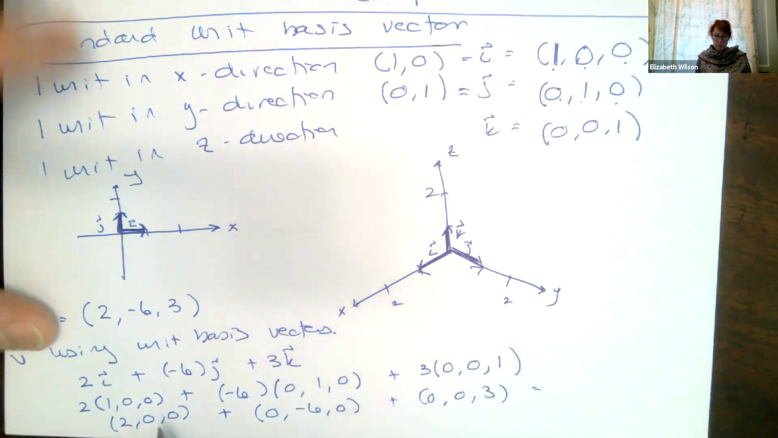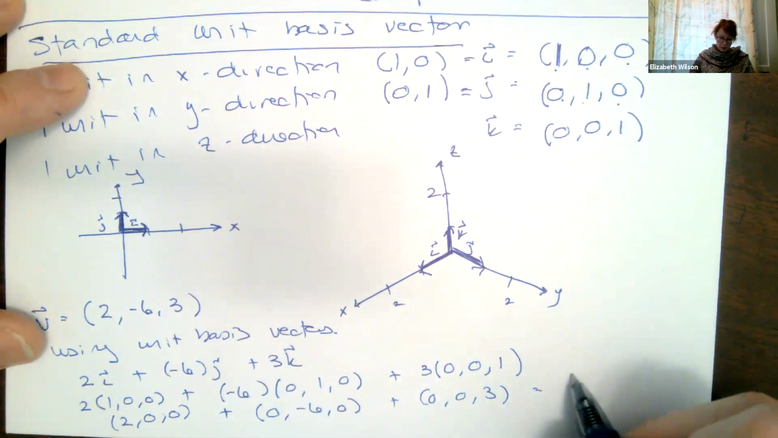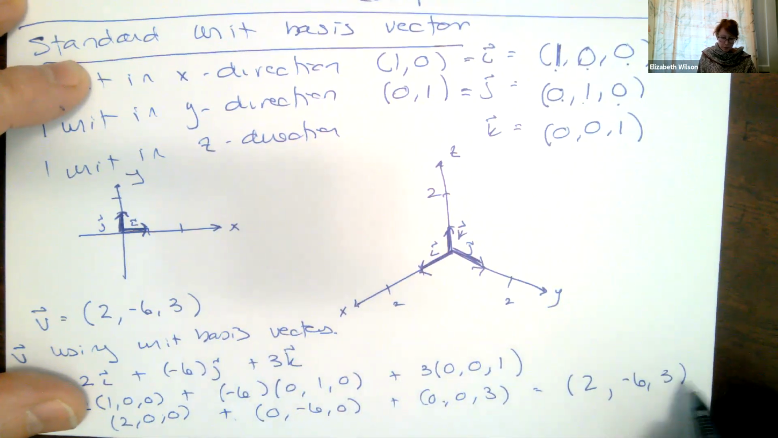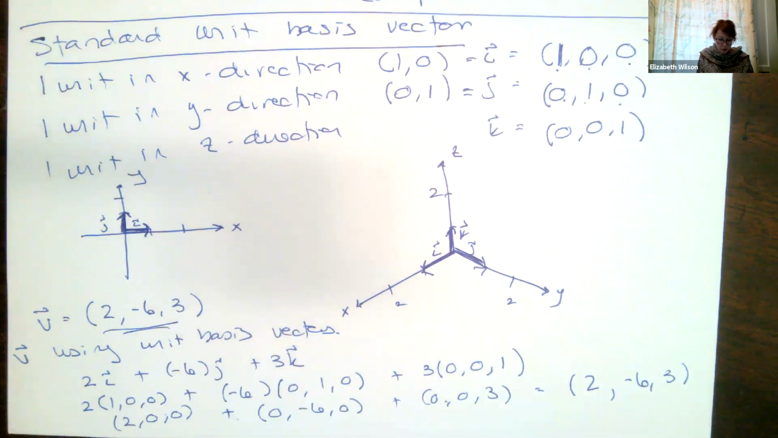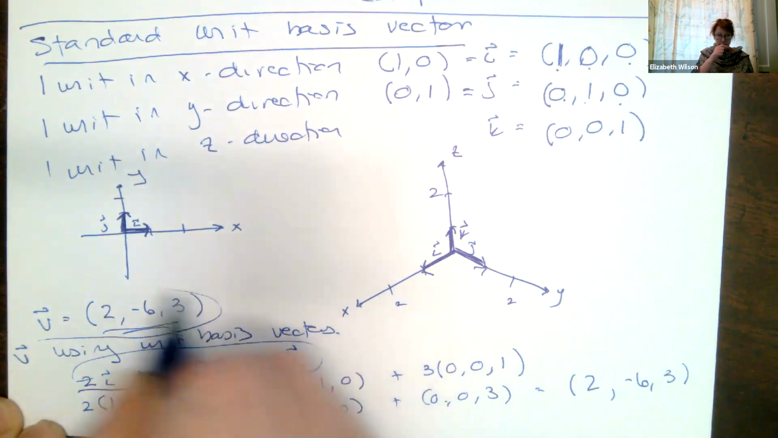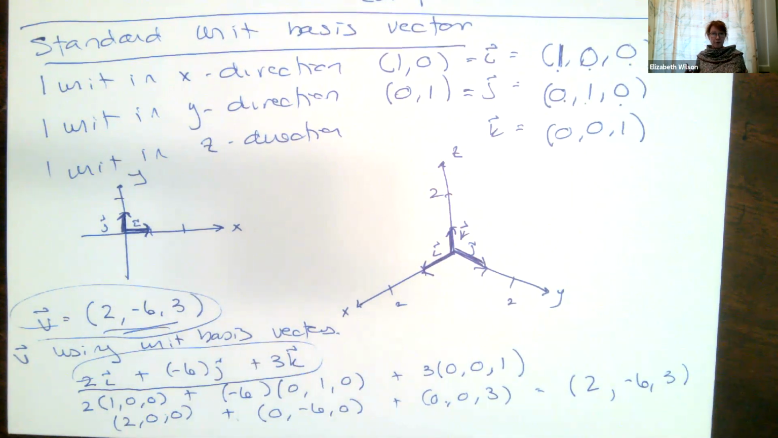Now, if I were to sum up this vector here, I would get 2 plus 0, 0, 0 plus a minus 6 plus 0, 0 plus 0 plus 3, which is what I had to start with. So this is just another way. This is equivalent to writing it like this. Okay, these are ways of writing out vectors.